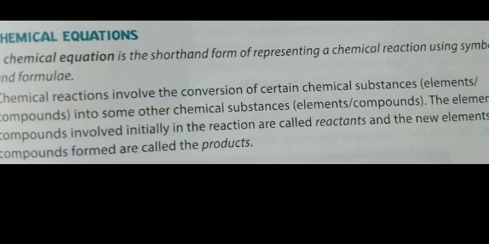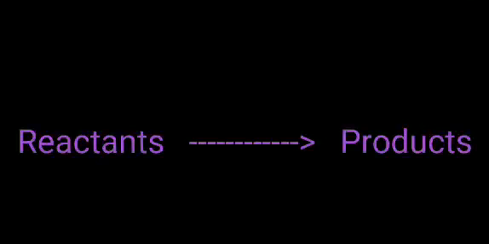Now we are going to study about chemical equations. A chemical equation is a shorthand form of representing a chemical reaction using only symbols and formula. So there we are not going to use any words. Chemical reactions involve the conversion of certain chemical substances, maybe elements or compounds, into some other chemical substances, maybe also elements or compounds. The elements or compounds involved initially in the reactions would be the reactants on the left hand side, put an arrow, then we'll write on the right hand side the products.